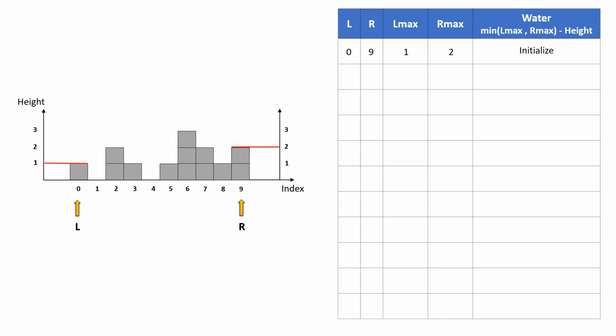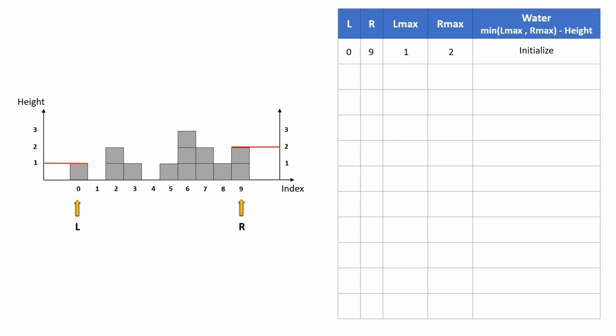Initially, our left and right pointers are at the 0th and the 9th index. Our Lmax, or the left maximum boundary, is initialized with 1 unit, which is the height of the block at the 0th index, and similarly the right maximum boundary Rmax is initialized with 2 units, which is the height of the block at the 9th index.